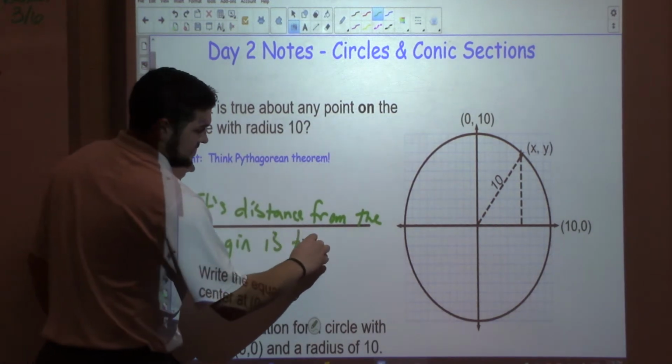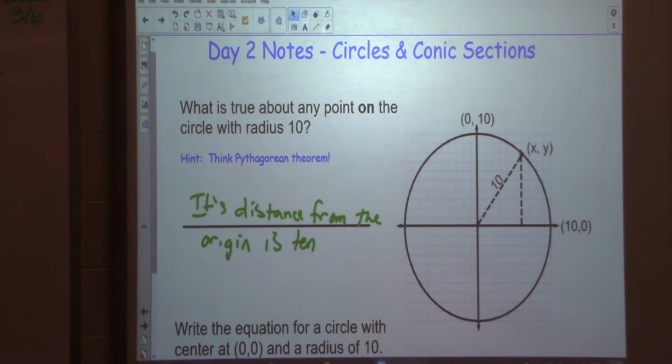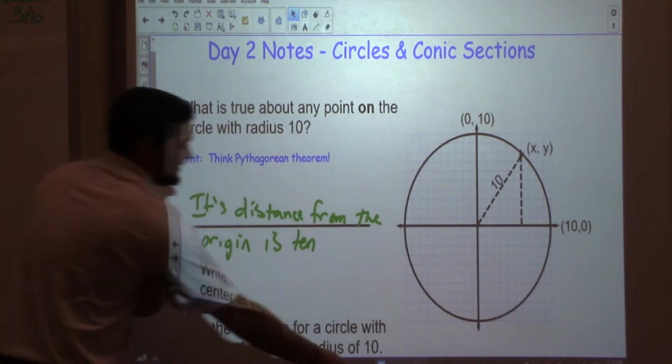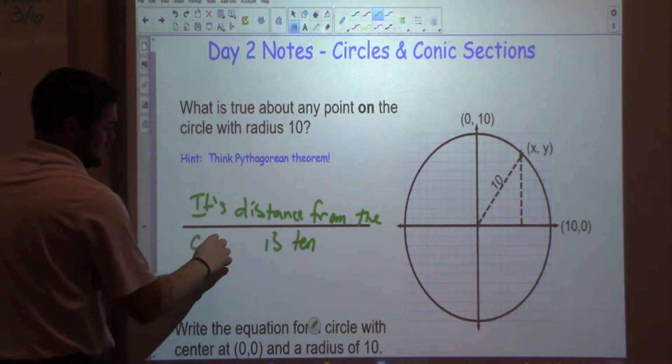is 10. No matter where I go on that circle, I could pick any point on that circle, and it should be 10 away from the origin, because it's centered at 0, 0 and has a radius of 10. So it should be 10 away from the origin, right? I'd rather say center, I lied. From the center, because it won't always be centered at the origin. That's my bad.